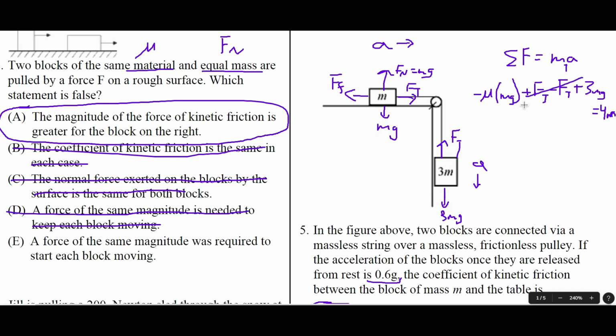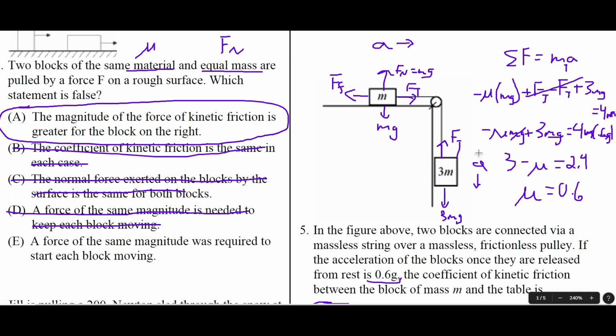Everything kind of got smushed together. I'll start cleaning things up in a bit. So we have negative mu mg plus 3mg equals 4m times 0.6 g. The nice thing is that every single term has an m and a g in it, so I can drop them all out. So this ends up being 3 minus mu. I'm just moving things around because I hate that starting negative. 0.6 times 4 is 2.4. Move things around, and we get mu is 0.6.